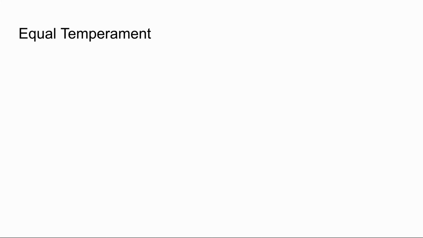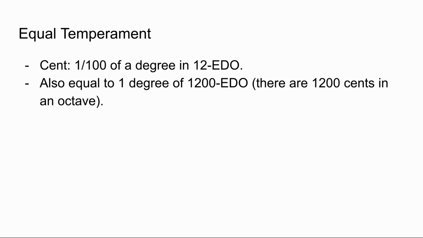Since intervals are heard logarithmically, we're going to use a suitable unit of measurement. We could use 1 degree of 12 EDO, though that's a relatively big interval, so let's instead divide it up into 100 equal parts. This is called a cent. Since 12 EDO divides the octave into 12 equal parts, and a cent divides 1 degree of 12 EDO into 100 equal parts, that means 1 cent is equal to 1 degree of 1200 EDO, since there are 1200 cents in an octave. That means that 1 cent is equal to 2 to the power of 1 over 1200. 1 cent is so small an interval that you cannot differentiate between two notes that are 1 cent apart.